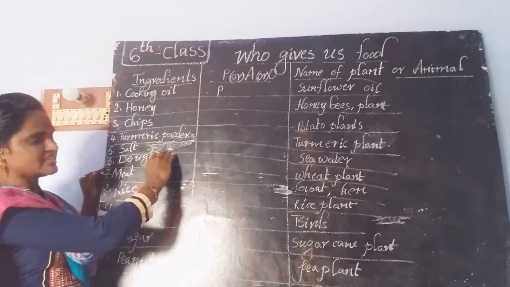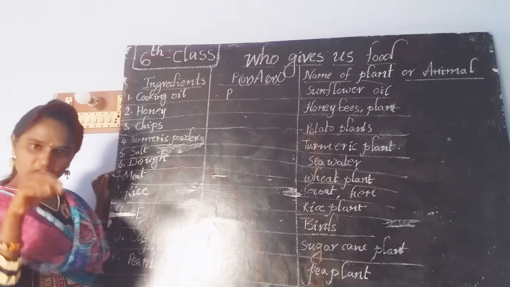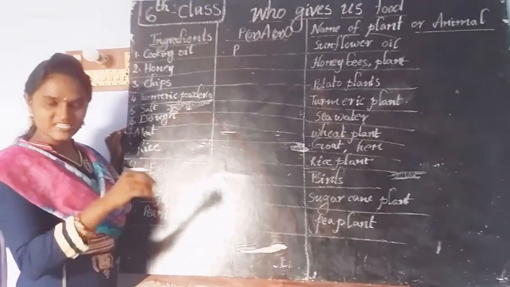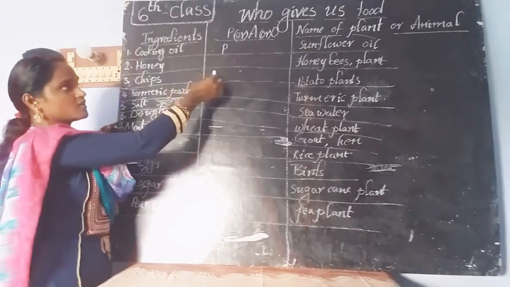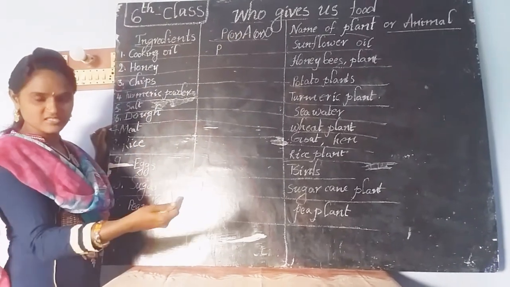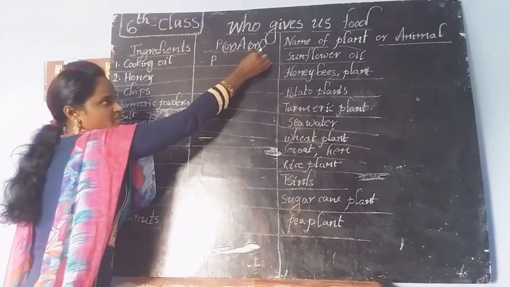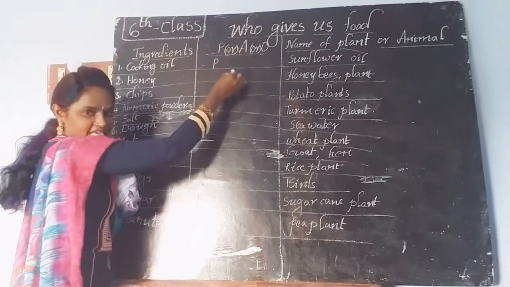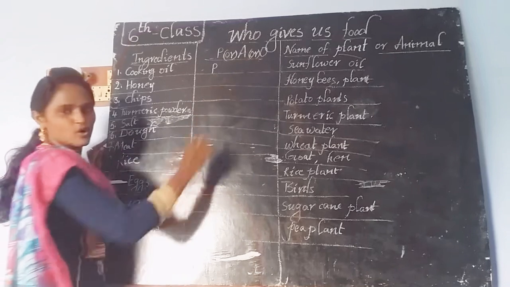From where are we getting all these ingredients? If you are getting the ingredient from a plant, then you need to write P. If you are getting the ingredient from an animal, then you need to write A. If you are getting the food not from plant or animal, but from other sources, then you have to write O. Okay? If it is from plant, P. If it is from animal, A. If it is from other sources, then you have to write O.